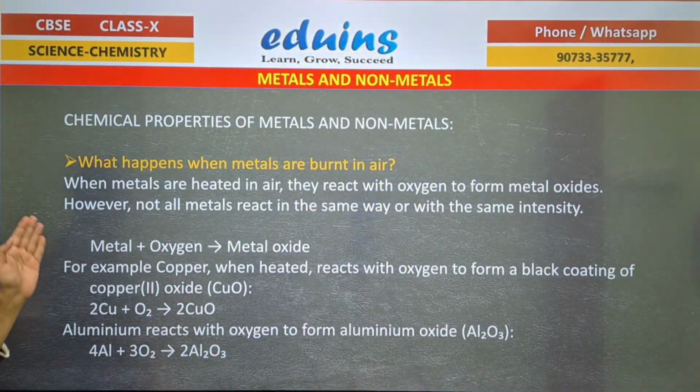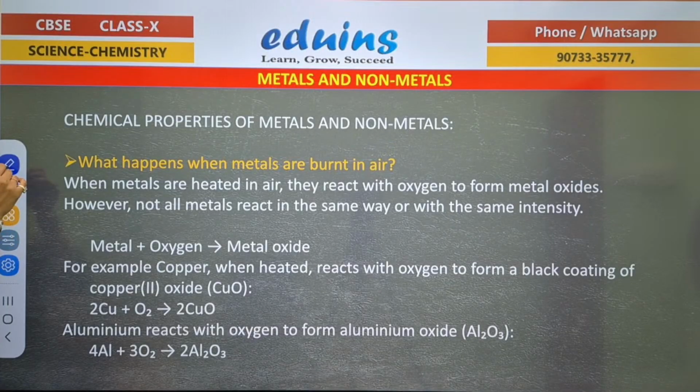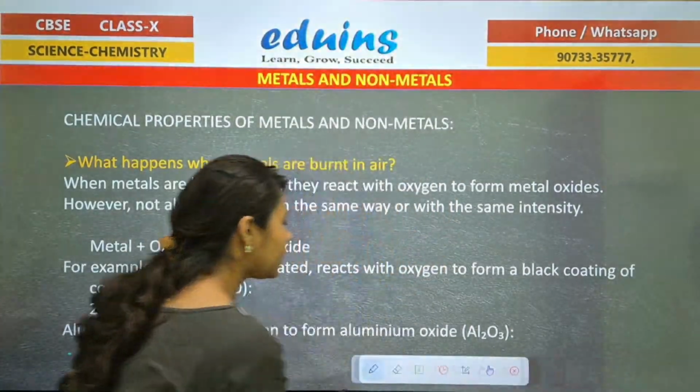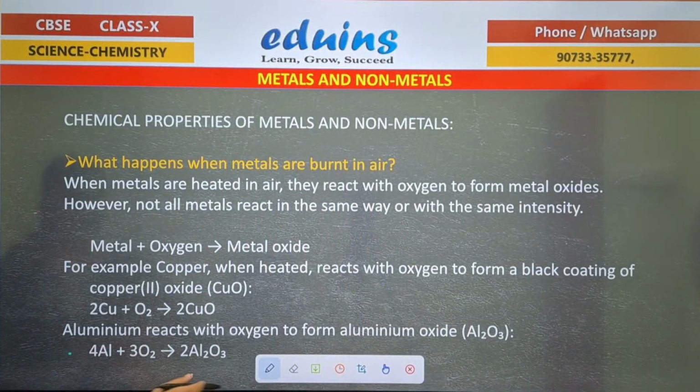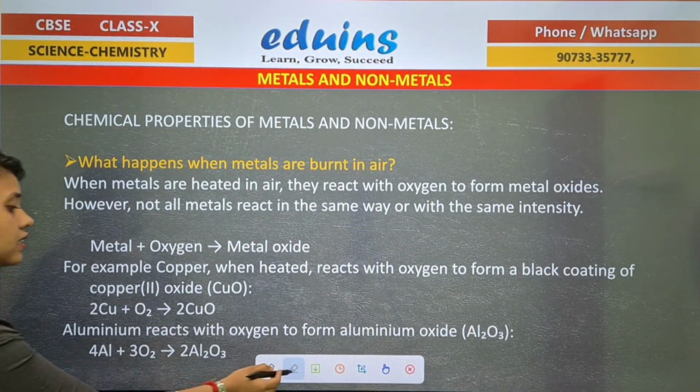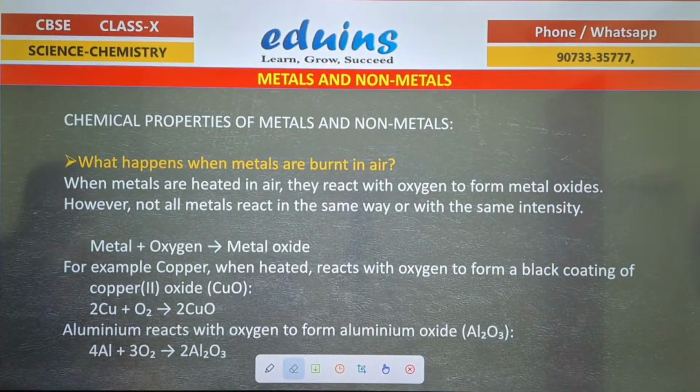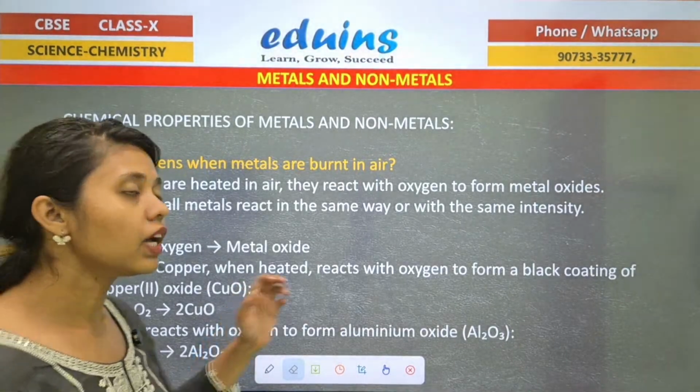And today we will discuss the chemical properties of metals and non-metals. Before this, we discussed the physical properties, and we studied some violations of those properties. So the physical properties don't distinguish properly between metals and non-metals. So we have to discuss the chemical properties of metals and non-metals that differentiate the metals from the non-metals.